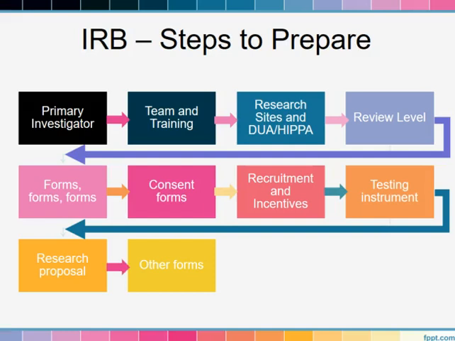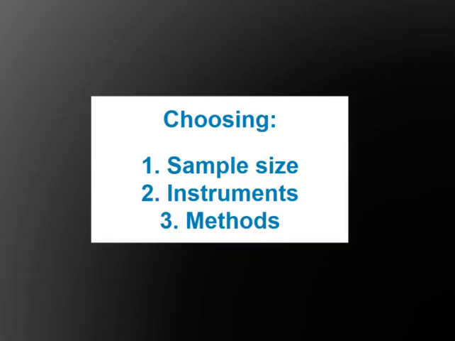And finally, you need to complete any other forms that might be necessary, such as forms for permission to access records, radiation and biohazard declarations, and Food or Drug Administration documentation. Once you've completed all of this and submitted your IRB application, you sit back with your fingers crossed, waiting for the decision. Now I'll move on and describe how to choose the sample size, research instruments, and methods for a research study.